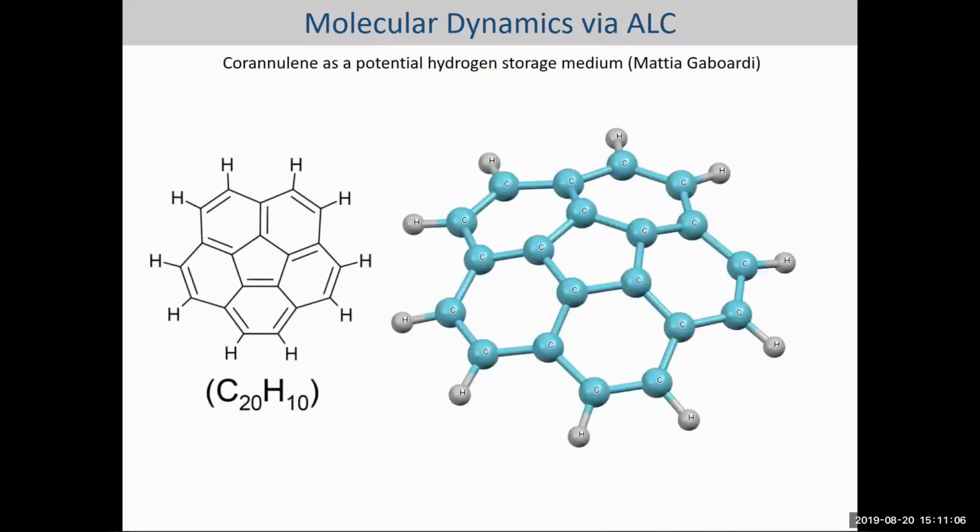So as an example of this in practice, a recent study is corannulene, which was of interest as a potential hydrogen storage medium, and Matteo Gaboardi, who was working here, initiated this study. So this is a sort of cap-shaped molecule where we have a 5-membered ring in the middle and surrounded by other rings.